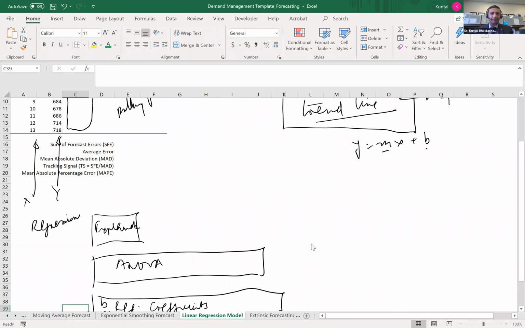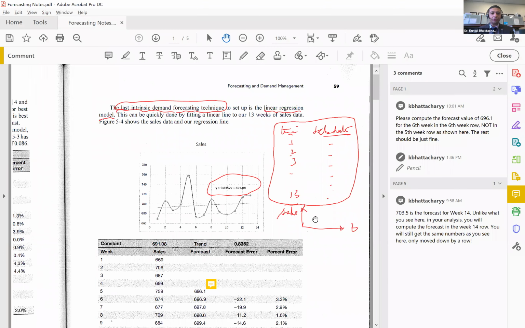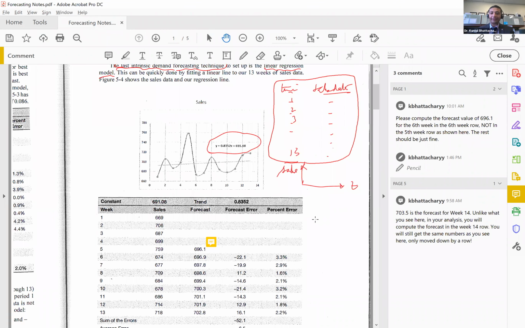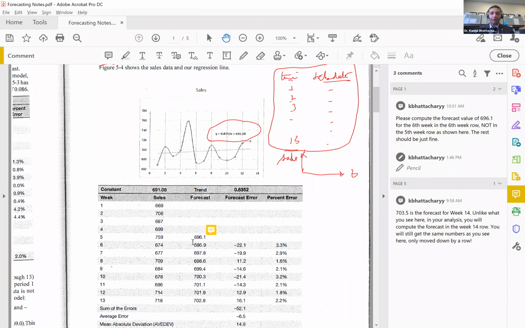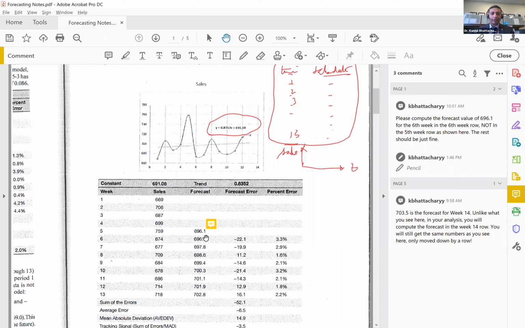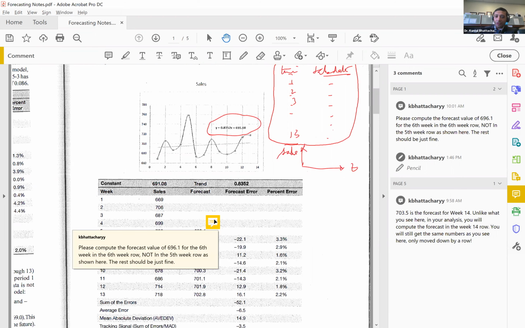And again, the forecasting notes provide you exactly what you need to do, and you can actually compare the output with these numbers. The only thing that you should be careful about is how these numbers are populated. There's a little bit of difference in what I am suggesting versus how this book, or the source from which I am providing you this data, does it. And I've provided that as a short note here.